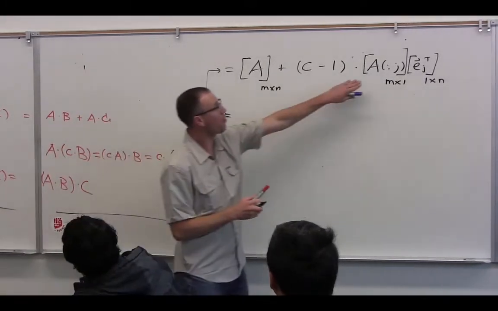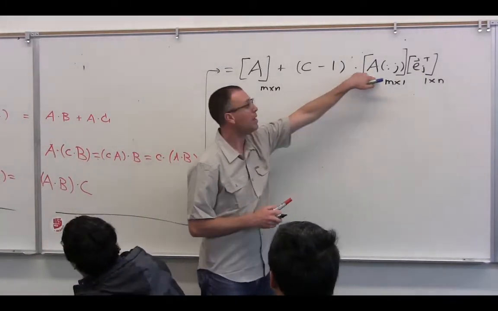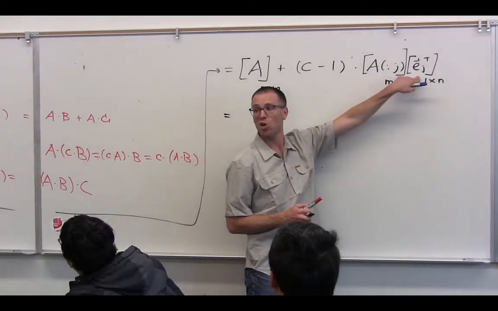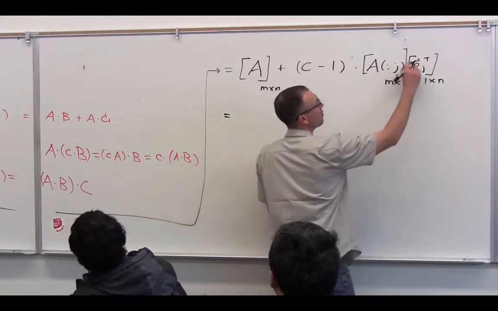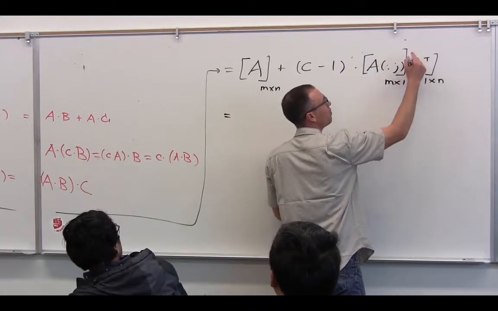Okay, so I agree with you that the thing on the left-hand side is a column vector. The thing on the right-hand side is a row vector. What does that immediately mean about the operation in between the two of them?